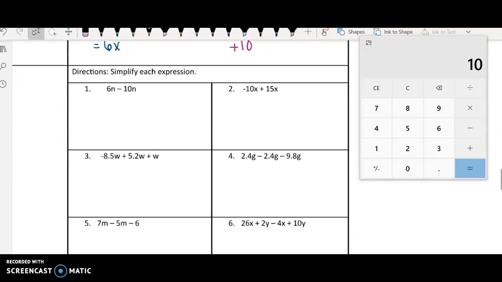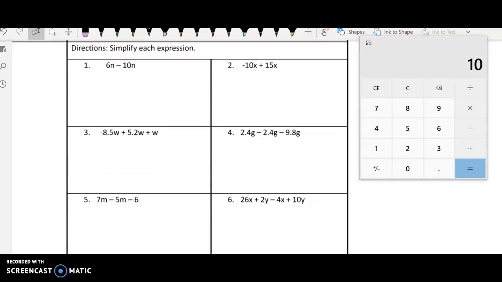Okay, next one. We're only going to do a few of these. So over here we have 6n, and then we have a negative 10n. They both have an n, so you're going to do 6n minus 10n. So these, remember we do keep, change, change. So different signs mean that we subtract. 10 minus 6 is 4. Keep my letter, and then it'll be negative because my bigger number is negative. Again, if you don't remember those rules, you can go over to your calculator. 6 minus 10 is negative 4.